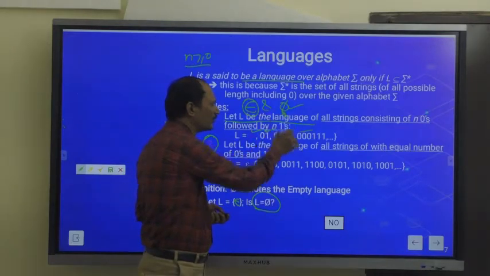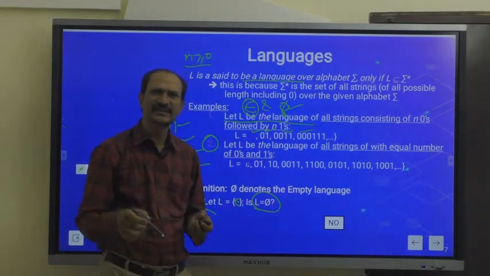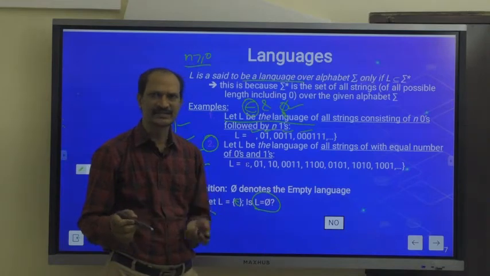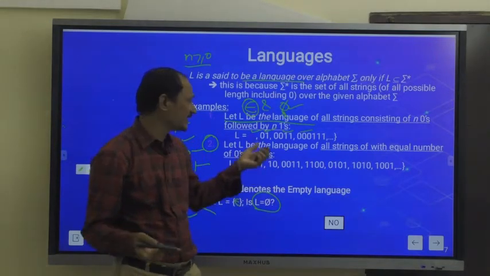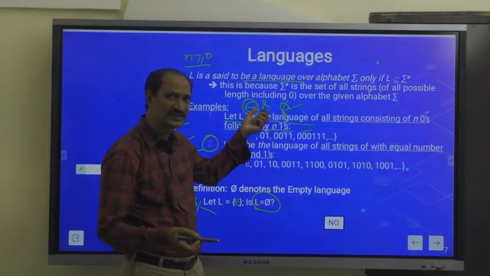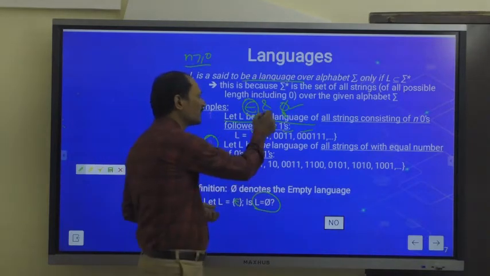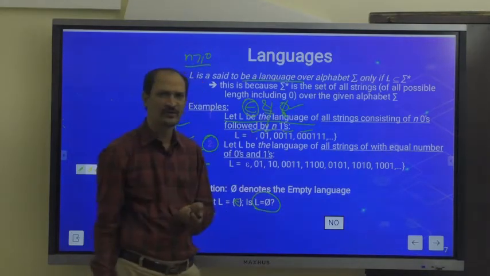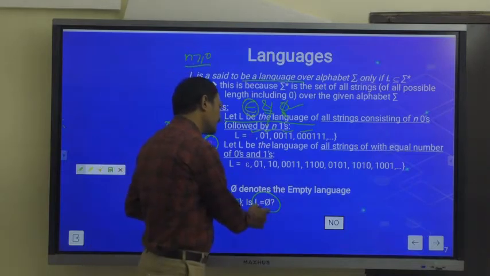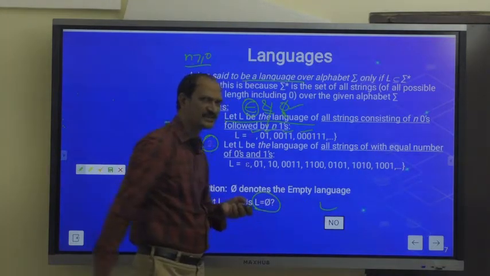Phi, what do you mean by that? Phi is an empty set, the set that does not contain anything, but the set consisting of an element whose length is 0 is epsilon. Both of them are not equal. Epsilon is not equal to phi. That you need to understand. Is L equal to phi? No. That is the answer.